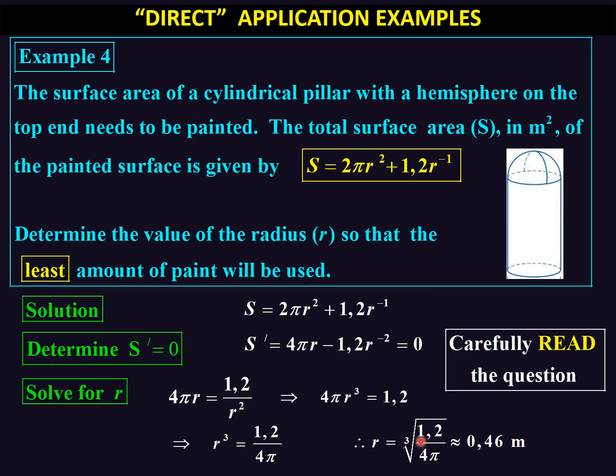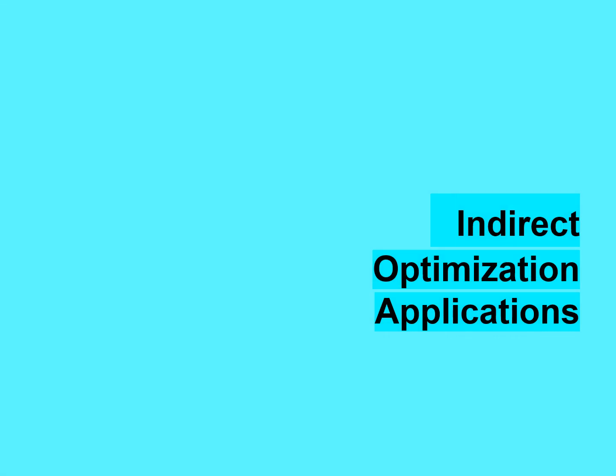And as before, let's read the question. Determine the value of the radius. What did we find? We did find, so we've answered the question there. Now we're going to other examples. Same procedure as the direct, but we're going to do something before we actually start with the differentiation.